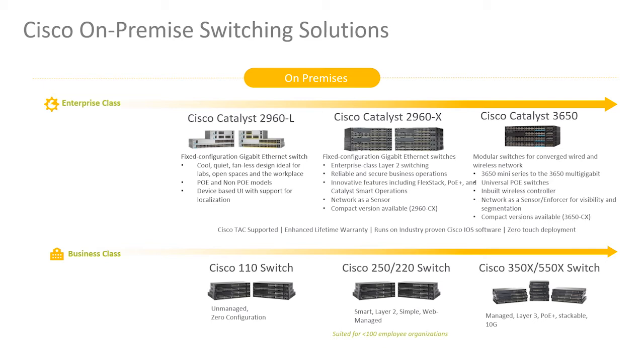For the smaller organization, the Cisco 110 brings an unmanaged zero-configuration solution. The Cisco 250 and 220 switch product lines provide a web-managed Layer 2 solution. And beyond this, when the customer is looking to implement Voice over IP and on-premise wireless, the Cisco 350X and 550X provide a low-cost alternative stackable solution with PoE.